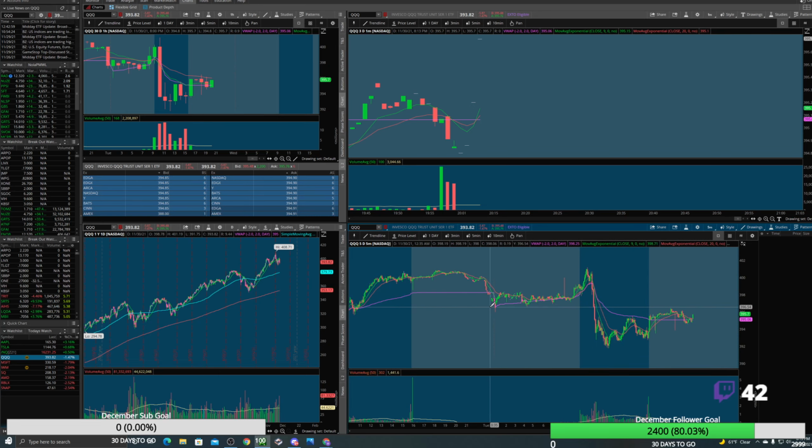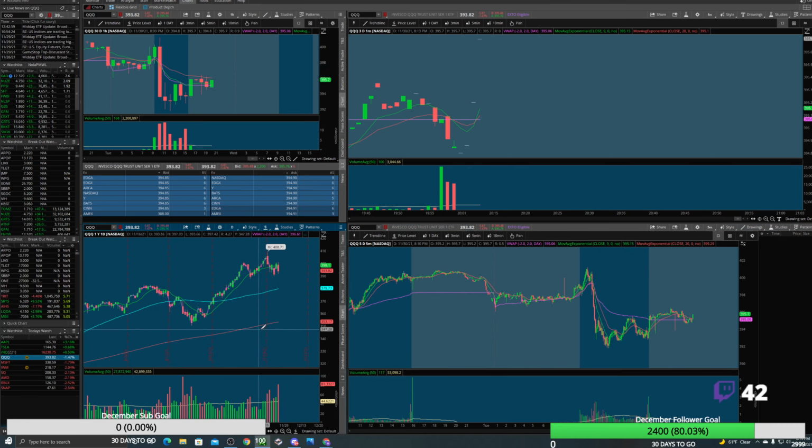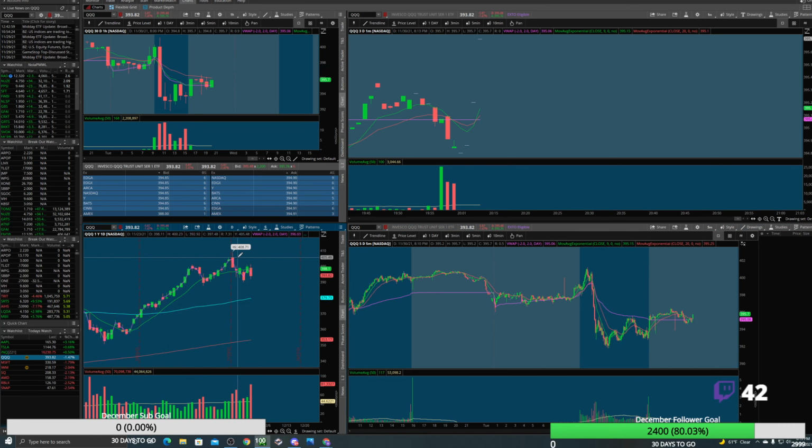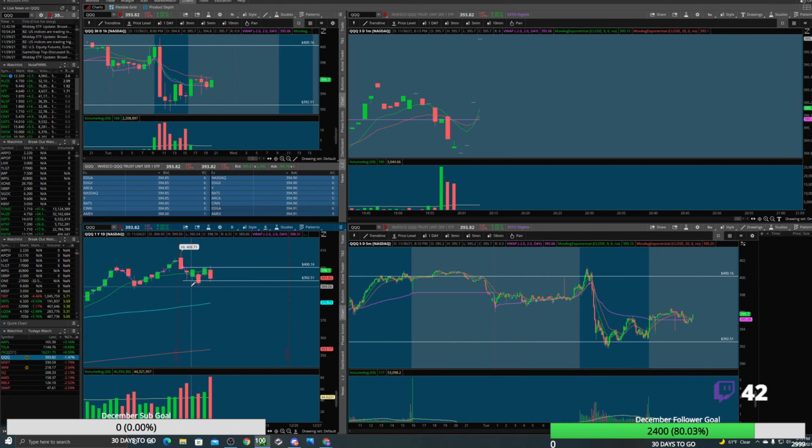So normally, we do a top-down approach, right? If we're looking to break down any chart, we should be looking to mark our key daily levels. I like this level there. We can see that we've been trading within this channel. Let's see, probably this one right there. It's 392.